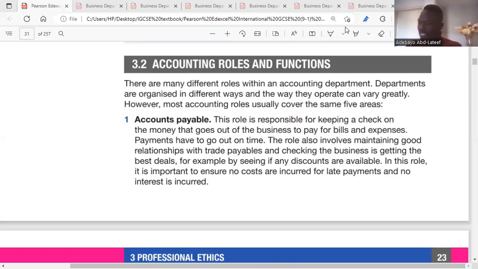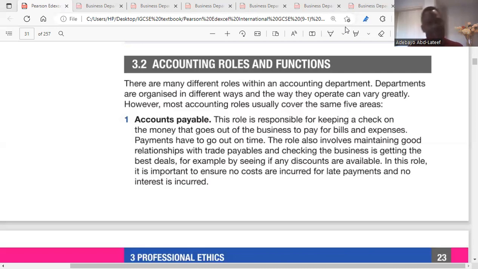So it is the role of the accounts department to ensure that all our creditors are paid on time. Look at what I wrote. This role is responsible for keeping a check on the money that goes out of the business to pay for bills and expenses. These things that we buy from our suppliers, we have to pay for them. They are bills, they are expenses of the business. So you have to note that in this role, it is important to ensure no costs are incurred for late payments and no interest is incurred. If you fail to pay your suppliers as at when due, you might need to pay interest on it, and that is an extra cost for the business. So the accounts department must ensure that the business pays suppliers as at when due, even before the payment is due, so that we don't incur interest, which is an extra cost for us.